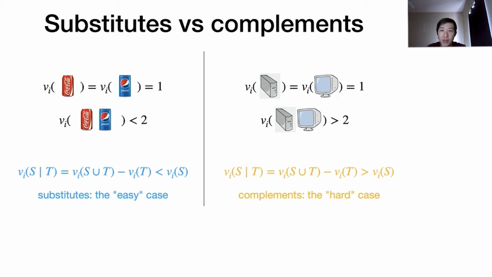And on the right, we have complements. The value of a PC is 1, which is the same as the value of a monitor. But the value of a PC and a monitor is greater than 2 because you can't use a PC or a monitor alone. You have to use them in combination. So the marginal value of S given T is greater than the value of S alone.